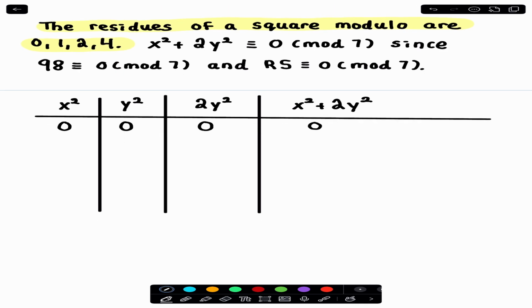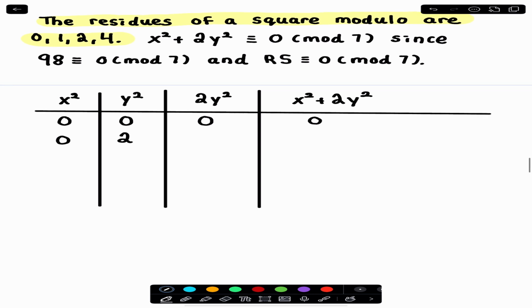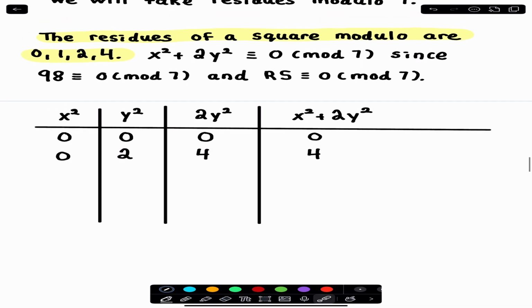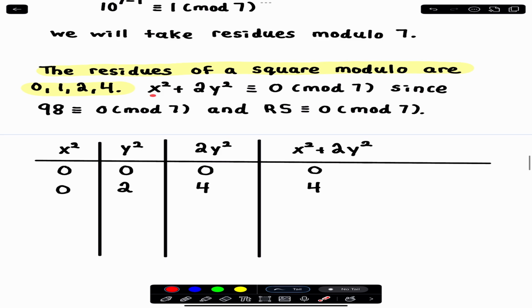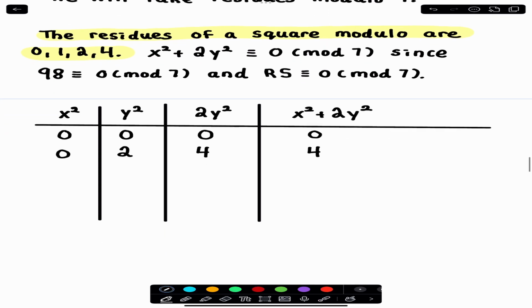If x squared is congruent to, let's say, 0 mod 7, but this time let's take y squared congruent to 2 mod 7, then 2 times y squared would be congruent to 4 mod 7, and when we add them up, that is 4 mod 7. But that's not what we want, because we want x squared plus 2y squared to be congruent to 0 mod 7.